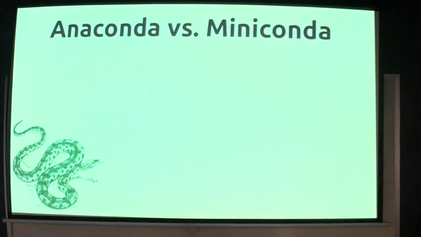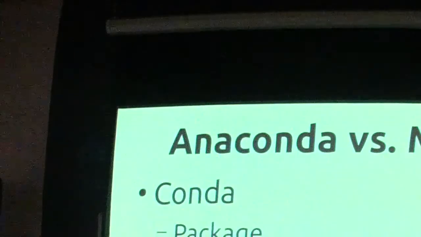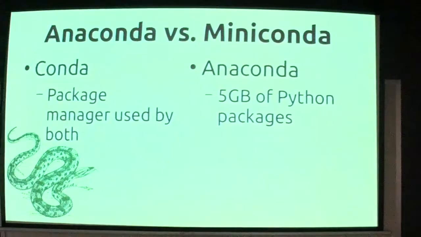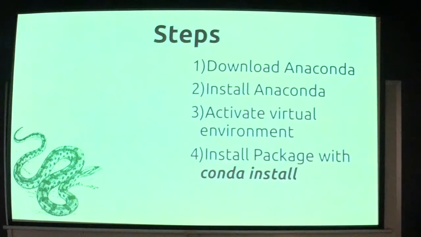So there's Anaconda and Miniconda, and then there's Conda too. Conda is the package manager, and it's used by both. Anaconda just includes everything in there, and it's 5 gigabytes. Miniconda is just a minimal installation of Anaconda. So first step, download Anaconda. Second step, install. Third step, activate the virtual environment, and then install the package that you're interested in with conda install.